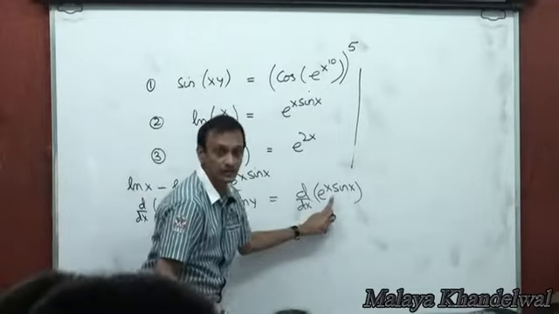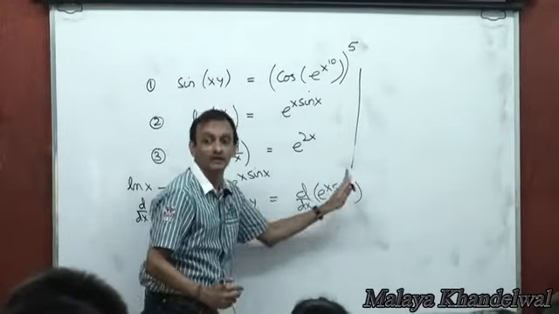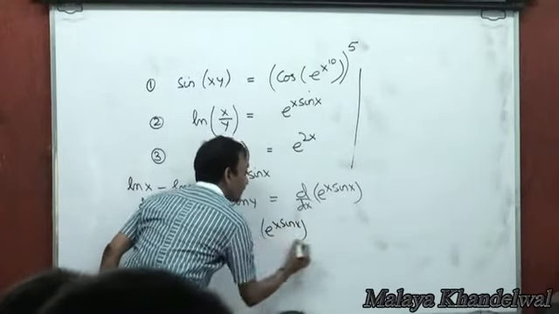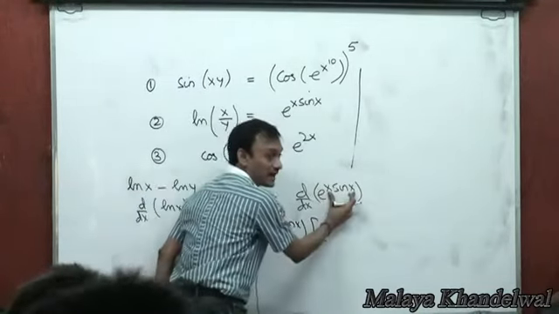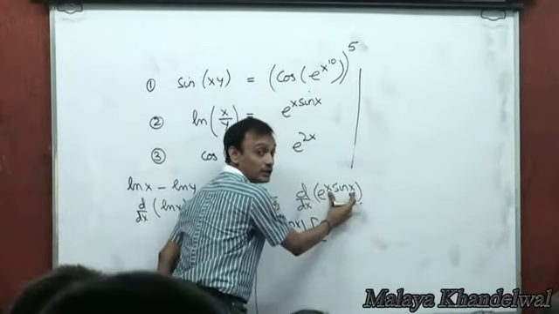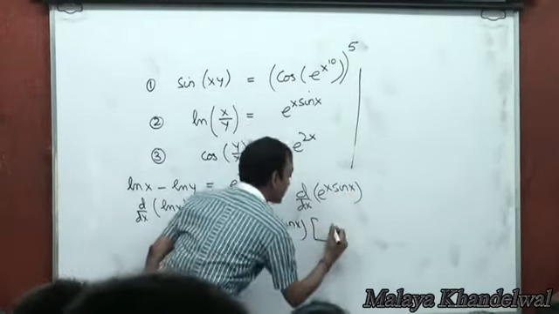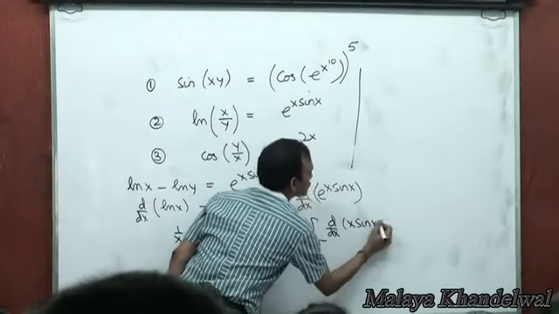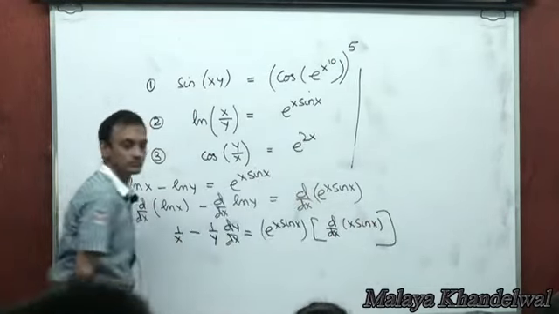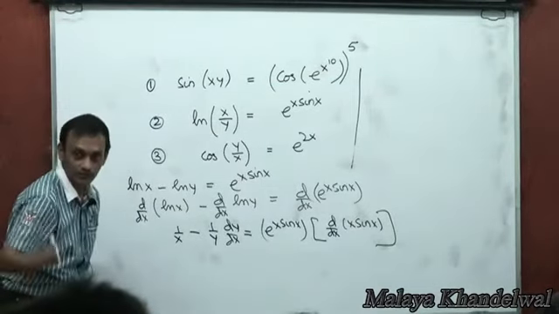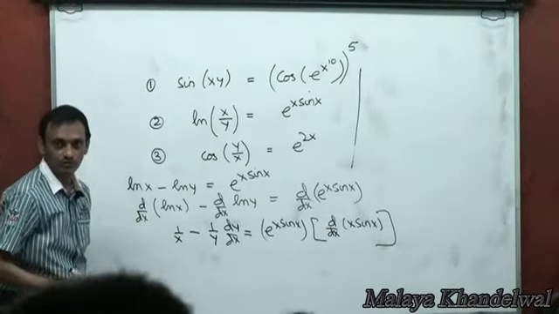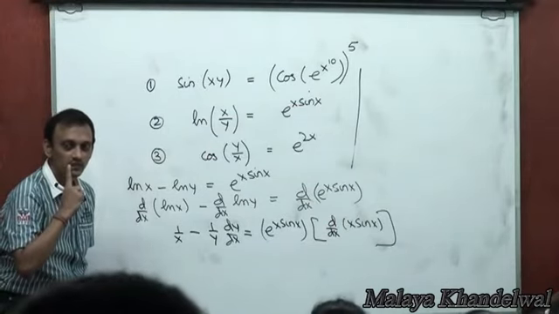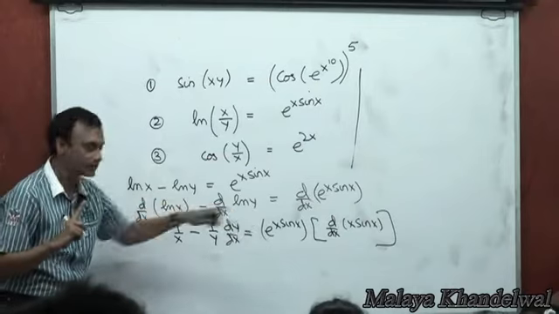Now chain rule, e power x sin x, and then x sin x. I'll have to apply the product rule of differentiation, right? The innermost is d/dx of x sin x. Right? Is there a confusion? Yeah, you are confused a little bit. No, but you understand what I did here, right?